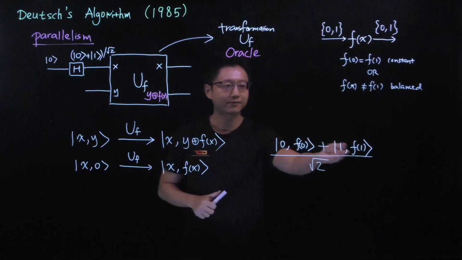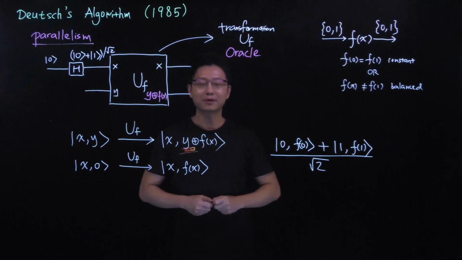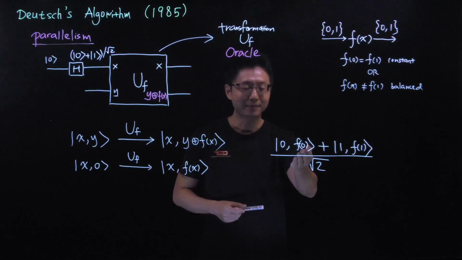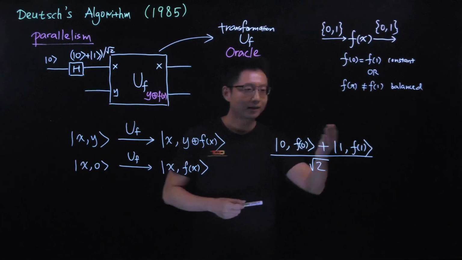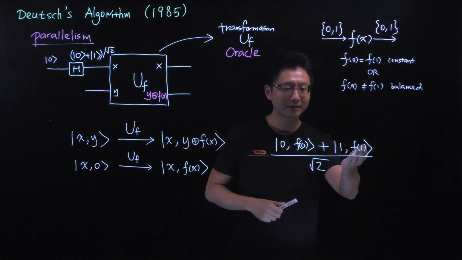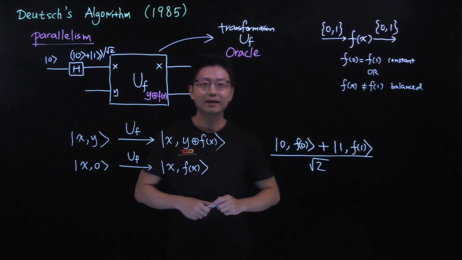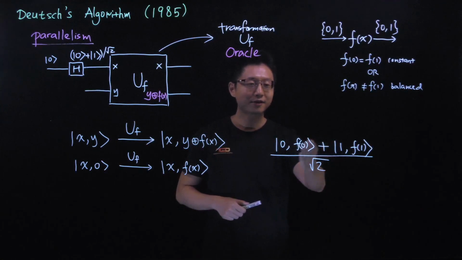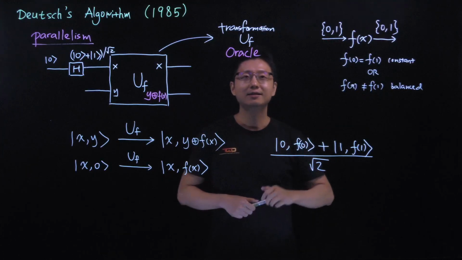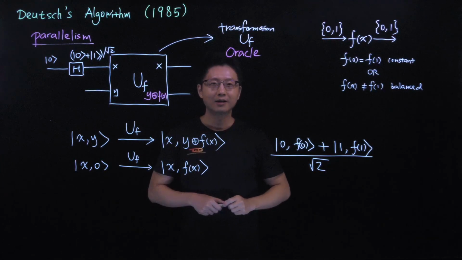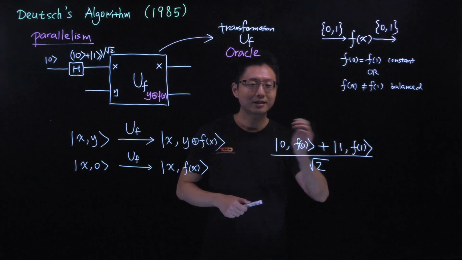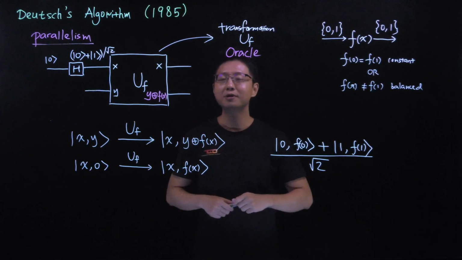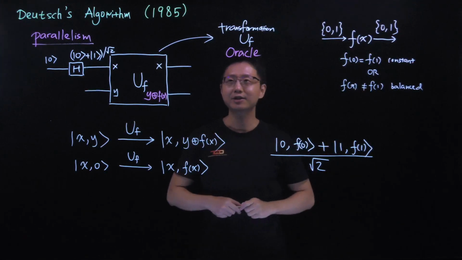Now, let's look at this state very carefully. Something quite remarkable is happening. There is the first term, which contains the information about f of 0. In the second term, there is the information about f of 1. It is as if the quantum computer is evaluating this function at these two different inputs simultaneously. However, this information is not immediately useful. Why is that so? Because we still have to do a measurement in order to reveal the information.